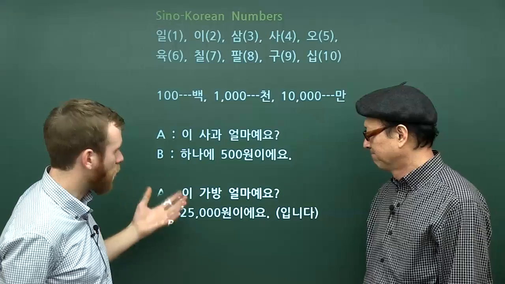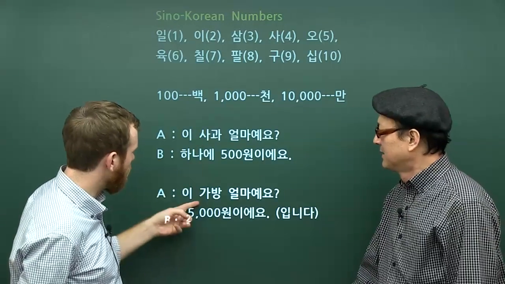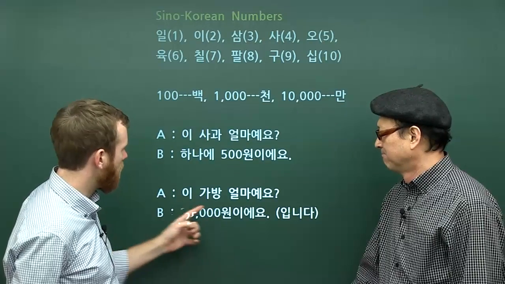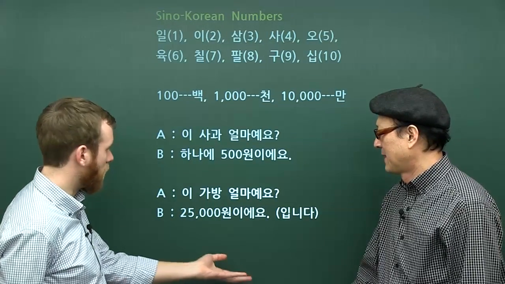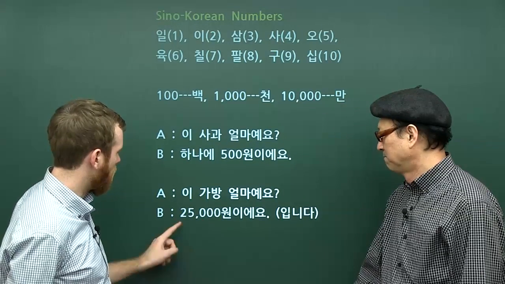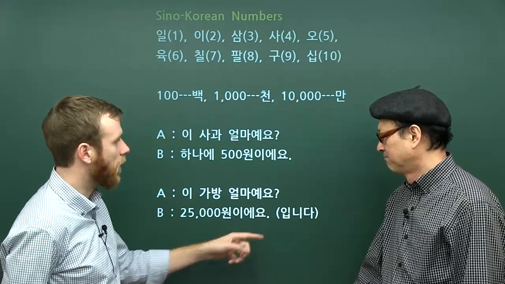A is asking about the price of something, but not an apple here. We've just switched the item. So a 가방, a bag. So how much is this bag? Pointing to the bag next to you. And in this case, it's 25,000 won. 25,000 won이에요. Okay.